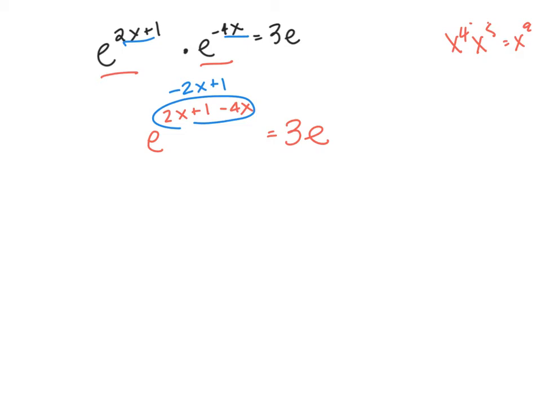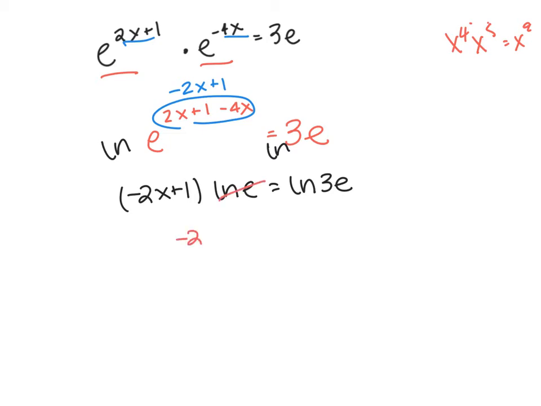Now we're back to a problem like before. We want to bring that exponent down, so we take a log of both sides. Since it's e, we do natural log of both sides. So this turns into negative 2x plus 1 times the natural log of e equals the natural log of 3e. So now we need to be careful here. On the left side, it's as expected, natural log of e goes away. So we're just left with negative 2x plus 1.